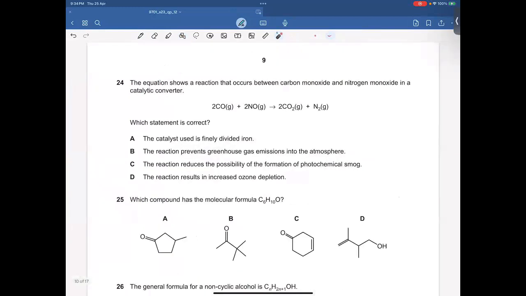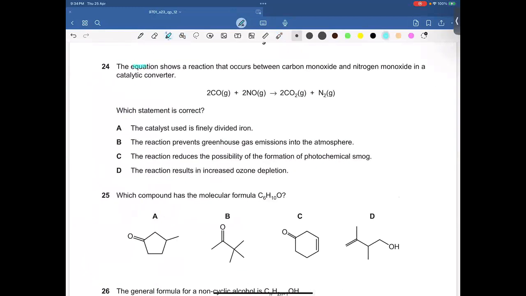Now question number 24. Oh my goodness. The equation shows a reaction that occurs between carbon monoxide and nitrogen monoxide in a catalytic converter. We have done catalytic converter. In catalytic converter, we have used platinum and rhodium catalyst. Even you can use nickel catalyst, but mainly platinum and rhodium is found in the mesh form in the catalytic converter. Okay.